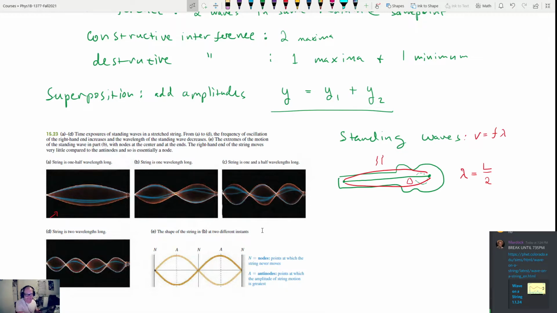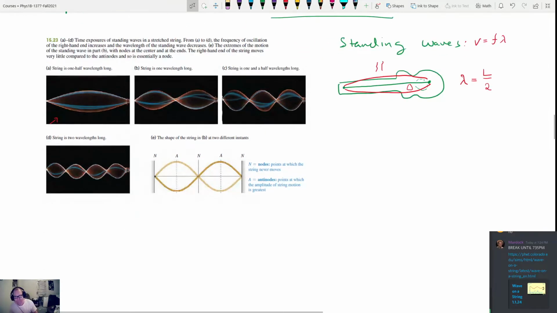I mentioned some of the features of these things, and one of the features are these things called nodes. The other feature is antinodes, the points at which the amplitude of the string motion is the greatest. So this point is basically going to oscillate up and down and up and down. We call that point an antinode. All right. So let's see if we can understand something about how these standing waves work.